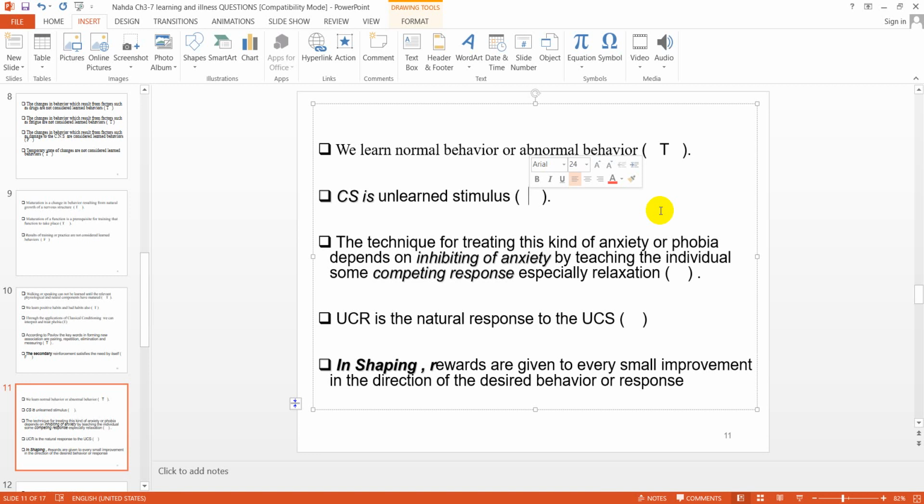So the statement is false. The technique for treating this kind of anxiety or phobia depends on inhibiting anxiety by teaching the individual some competing response such as relaxation. Sure. Yes. UCR, unconditioned response, is the natural response to the unconditioned stimulus. Yes, true. In shaping, rewards are given to every small improvement in the direction of the desired behavior or response. Yes, true.